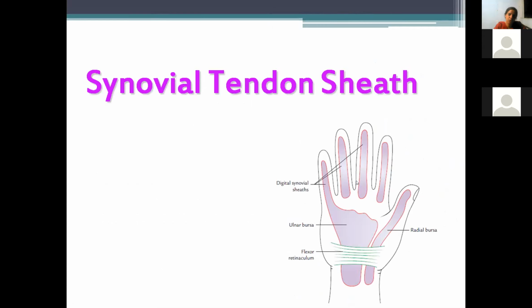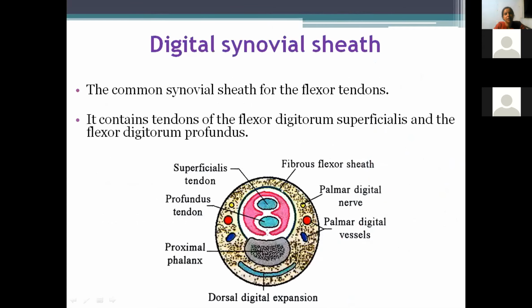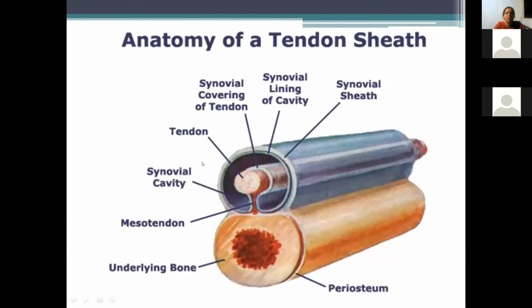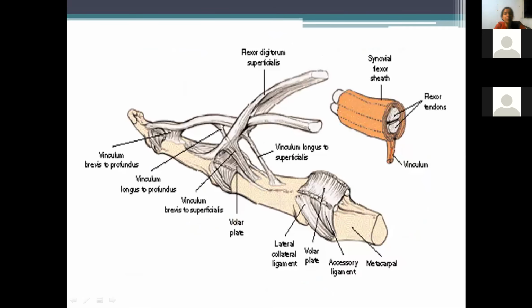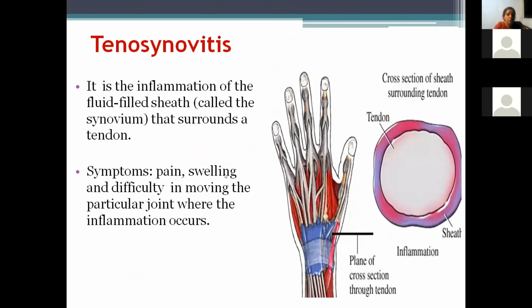So we have synovial sheaths around the long flexor tendons. You need not know all this. I'm just giving you information. But there is one topic which is called vincula, vincula longa, vincula brevia. That question may come, beta. So what is that vincula?